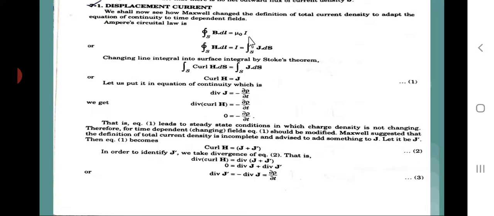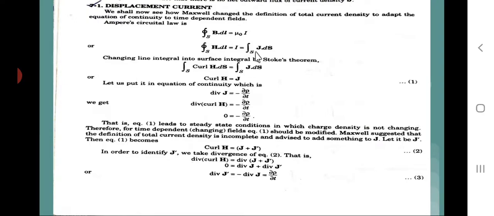or, integration over a closed contour of H dot dl is equal to I, that is current, which is equal to the surface integral of J dot ds, where J is current density.